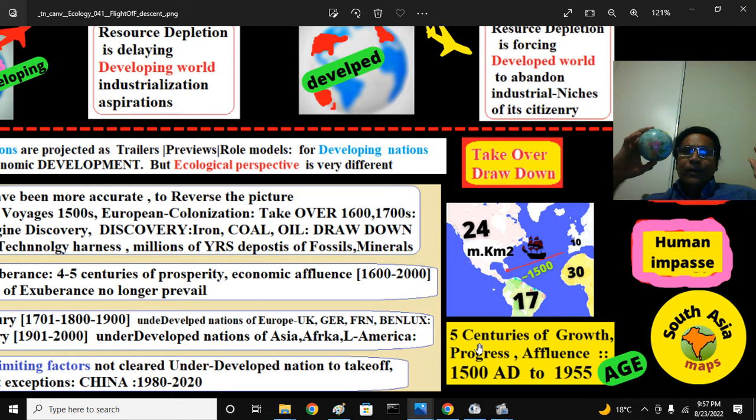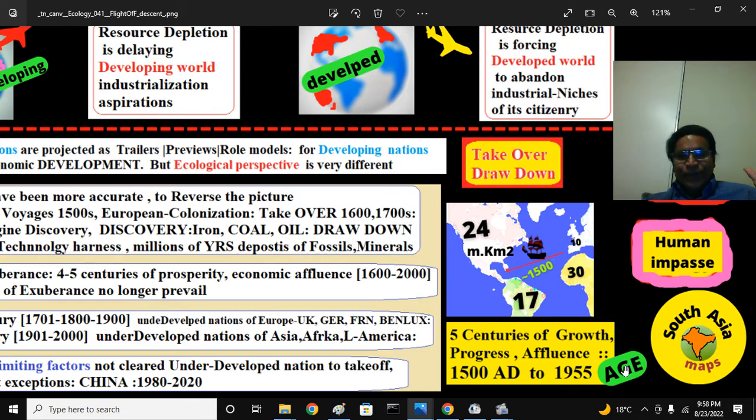You can fit 150 Egypts in the land mass of planet Earth. That is 150 countries the size of Egypt. Egypt is 1 million square kilometers, easy to remember. This is 24 million, 17 million here, 30 million here, 10 million. India is about 3.2 million. South Asia is about 4 million. America, Canada, and China are almost the same size, 10 million square kilometers.